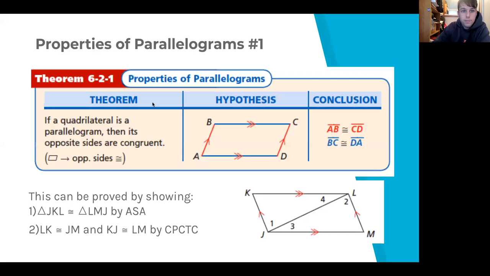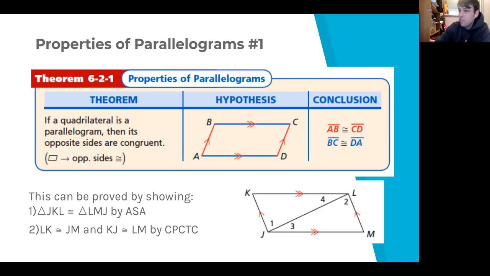All right. So properties of parallelograms, here's number one. If a quadrilateral is a parallelogram, then its opposite sides are congruent. That means that AB and CD are congruent. They're opposite. They are across the shape from each other, right? Across the shape. That's what we call opposite. And BC and AD are also congruent. Now, this is not too hard.